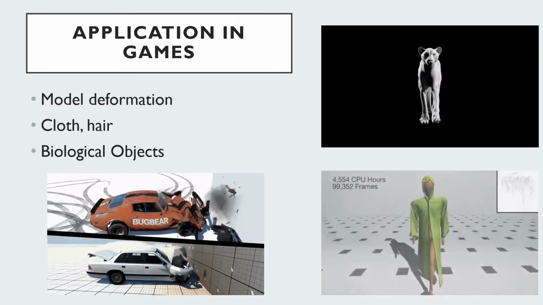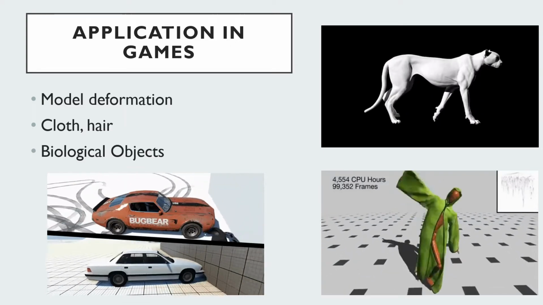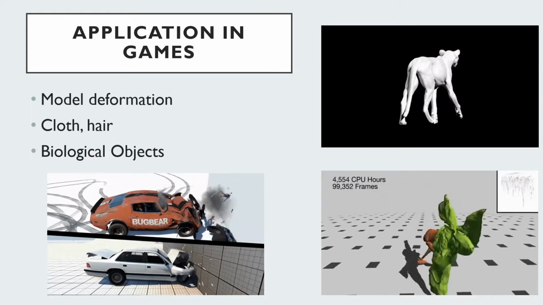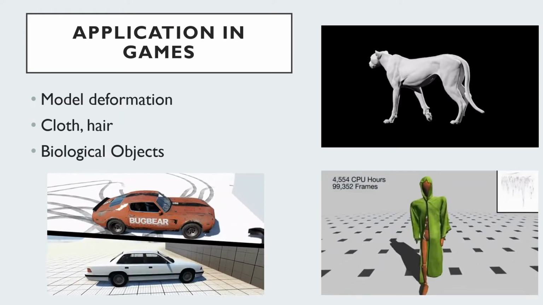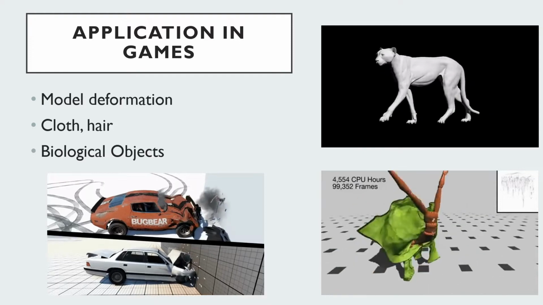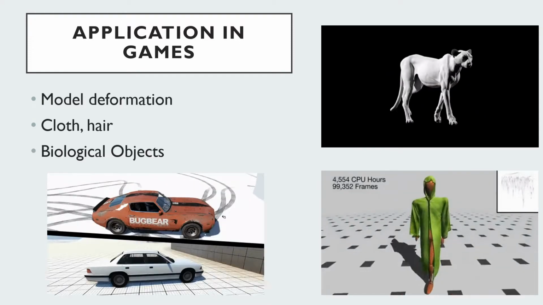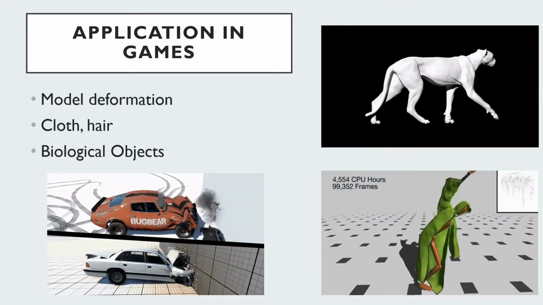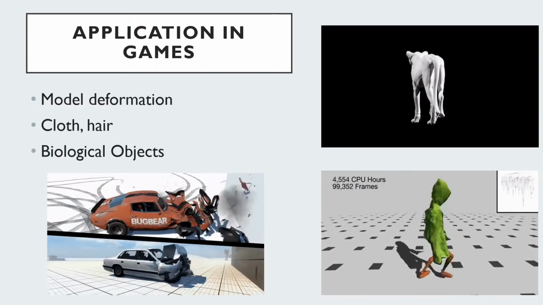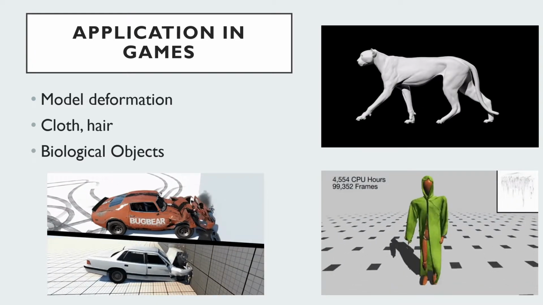The second would be cloth or hair, like we saw in the previous slide, and also in the bottom right with the mannequin doing the cartwheel. By using a soft body simulation on the overcoat, the programmers were able to accurately recreate how it might behave.